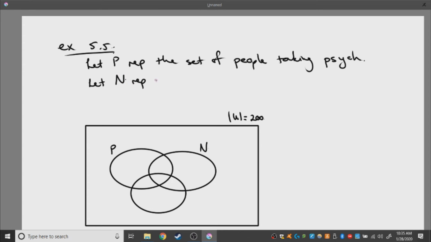N represents the set. You can just say the people, sure, but you have to make it clear that it's people and not the subject. Sorry, that wasn't very clear. Set of people taking engineering.